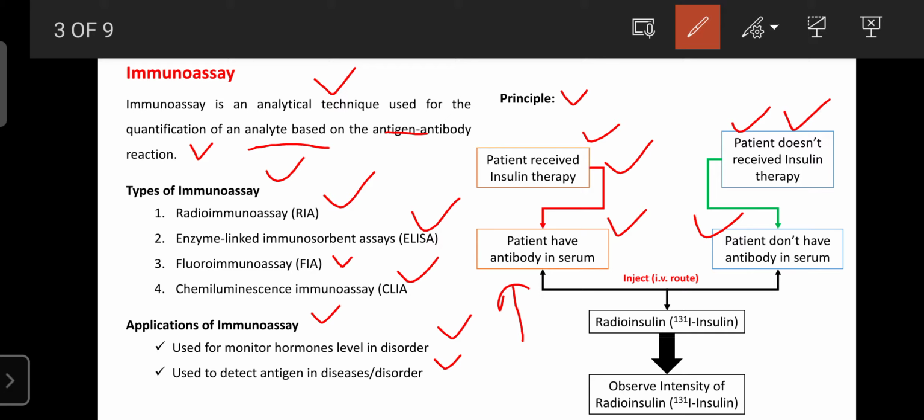Simply, in both populations, they inject the radio insulin, that is the radioligand insulin, the 131I insulin.